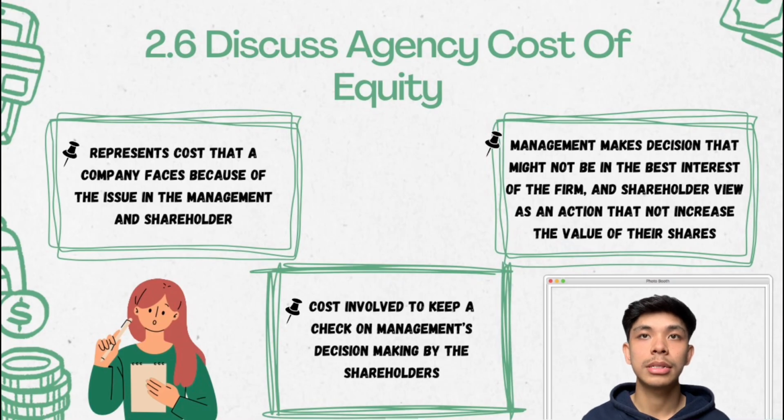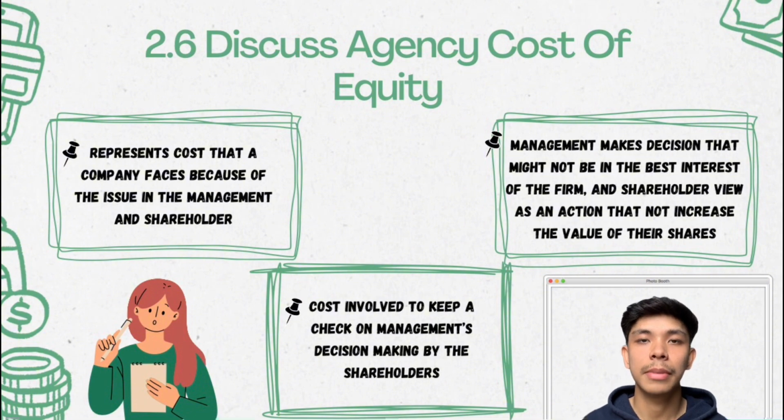Next, I will discuss the agency cost of equity. It represents costs that a company faces because of issues between management and shareholders, since there is a separation of ownership and control.